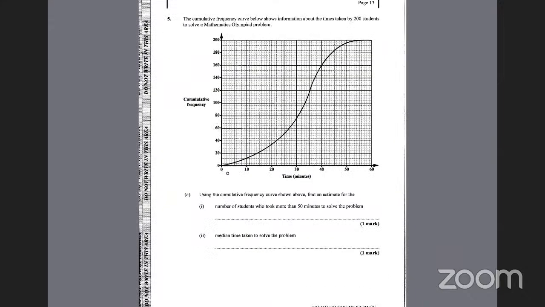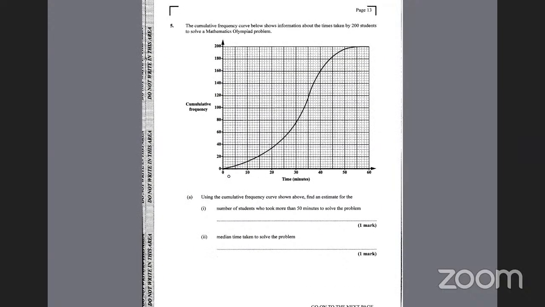Next, they give you some stats here. They give you a cumulative frequency curve. Using the curve, determine the number of students who took more than 50 minutes. So we have 200 people in all. More than 50, where 50 is here. So we come up here and we read that top. Every small dot is about 4. So that is 188.